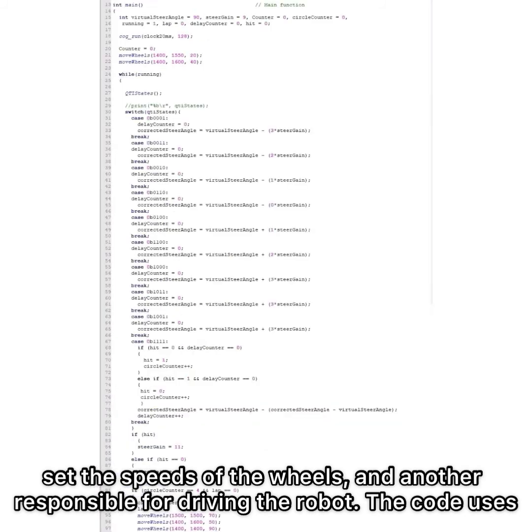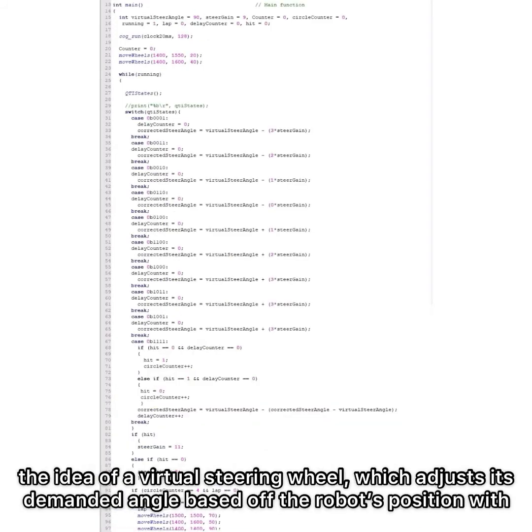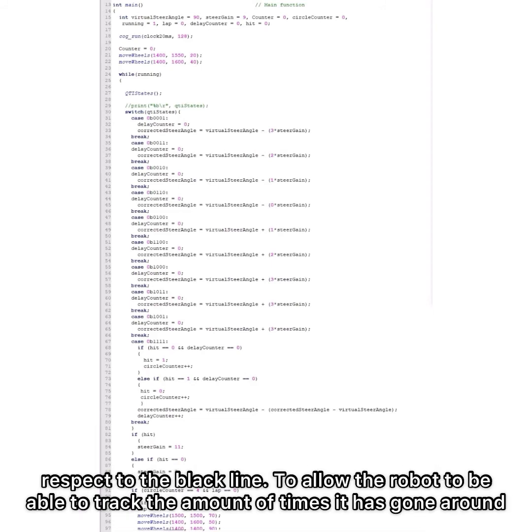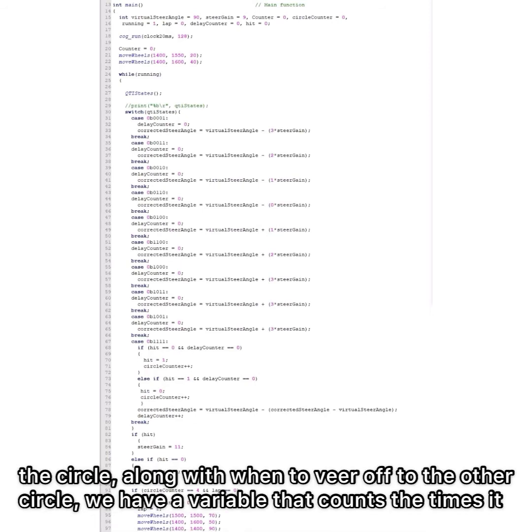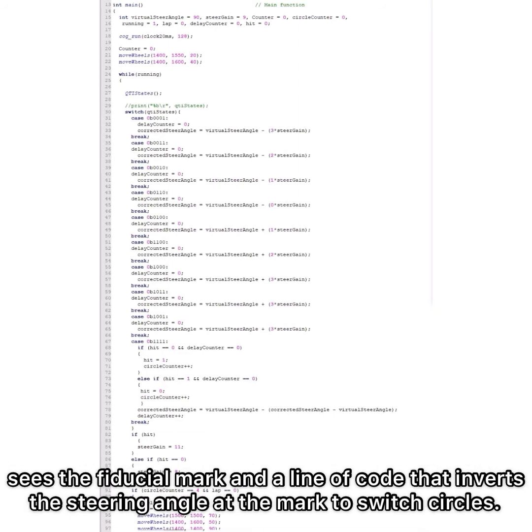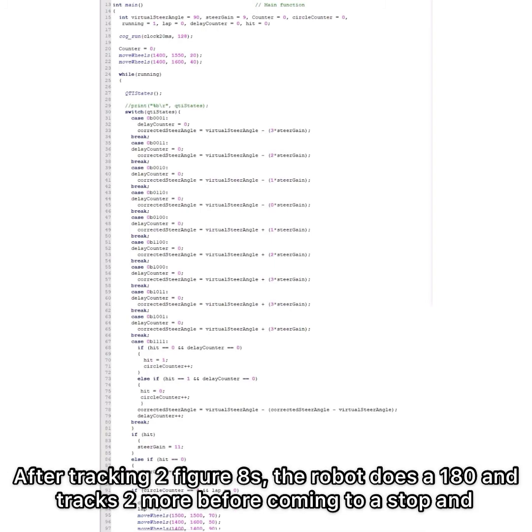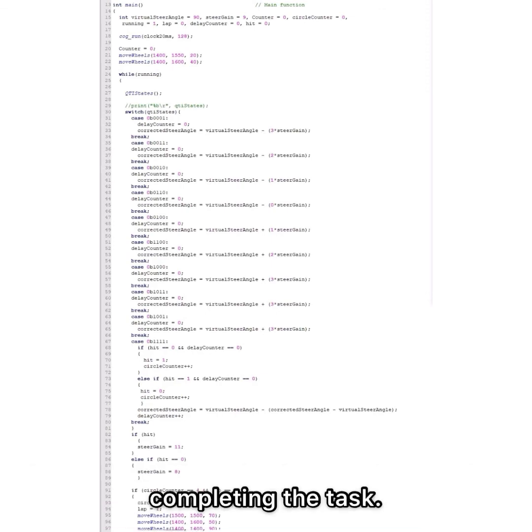The code uses the idea of a virtual steering wheel which adjusts its demanded angle based off of the robot's position with respect to the black line, to allow the robot to track the amount of times it has gone around a circle, along with when to veer off to the other circle. We have a variable that counts the times it sees the fiducial mark and a line of code that inverts the steering angle at the mark to switch circles. After tracking 2 figure 8s, the robot does a 180 and tracks 2 more before coming to a stop and completing the task.